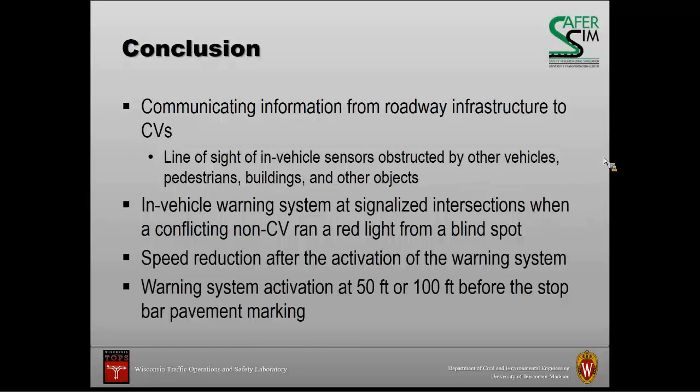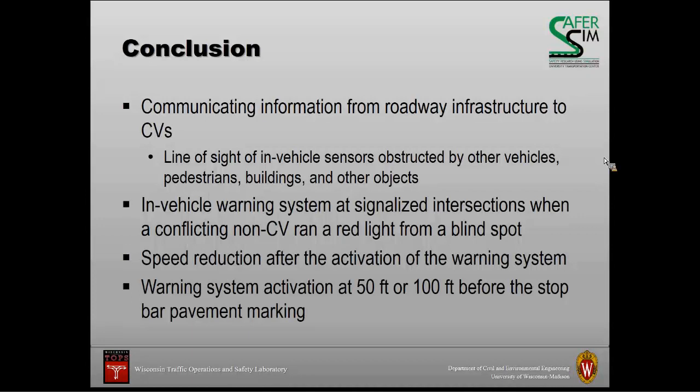In conclusion, we can say that in-vehicle technology has improved over time, and these advancements have led to the inclusion of active safety systems that can help drivers avoid collisions. In this experiment, we used an audiovisual warning message system on the windshield as a head-up display to communicate the presence of a conflicting, non-connected red light runner to a connected vehicle. And we had 4 different locations of the activation of the warning system: at the stop bar pavement marking, 50 feet, 100 feet, and 150 feet before the pavement marking stop bar.